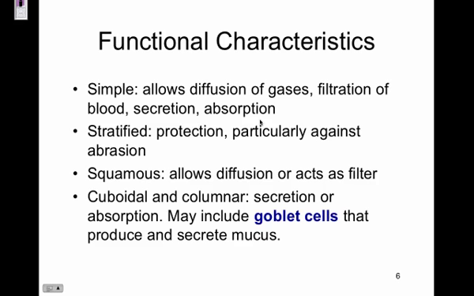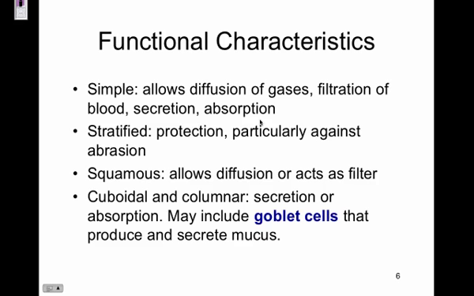And how they, what their structure is like is what determines what their function is. And so simple epithelium usually allow for diffusion of gases because it's really thin. The gases don't have to diffuse across much tissue. Also for filtration of blood, secretion, absorption. If it's stratified, it's usually for protection, particularly against abrasion, like your skin. If you rub up against something, skin cells slough off. That's protecting your underlying structures.